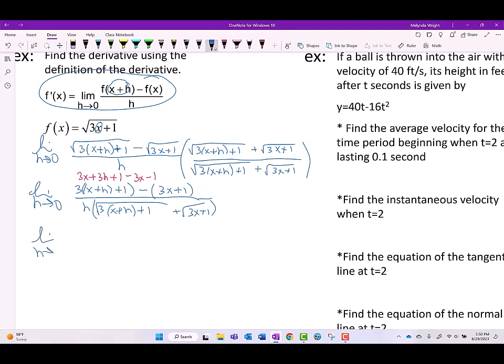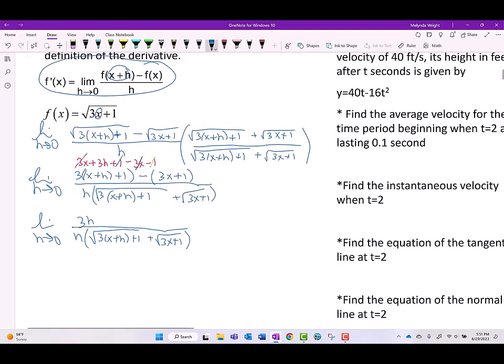Now let's go ahead and combine like terms. So the 3x minus 3x, those go away, right? Those go away. And look, 1 minus 1 also goes away. So we're simply left with 3h. So we have 3h over h times the square root of 3 times x plus h plus 1 plus the square root of 3x plus 1. Okay. Whew.